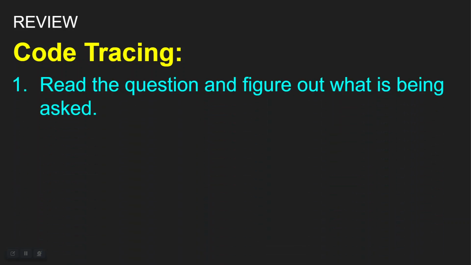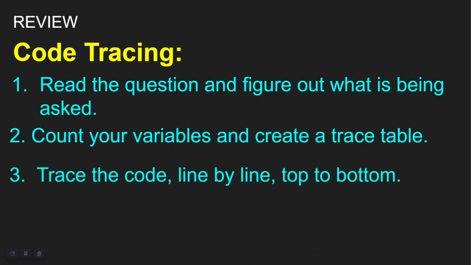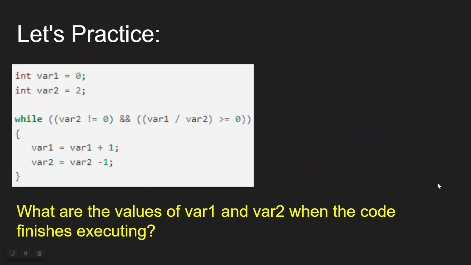And when it comes to code tracing, we also have 3 steps that we always follow. Feel free to pause the video, see if you can remember those 3 steps, but I'm going to go ahead and review them with you now. The very first thing that you do is read the question and figure out what's being asked. That's one of the most important things, is just make sure you know what the question is and what it's asking you to do. Then you go through, you count your variables, and you create your trace table. And then finally, the only way to do them is to trace that code line by line, one at a time, from top to bottom until you're done, and then you can answer that question.